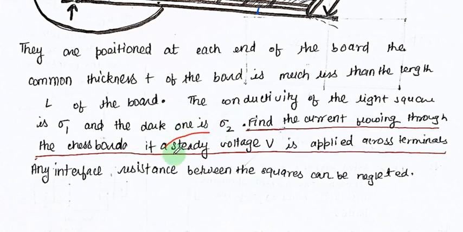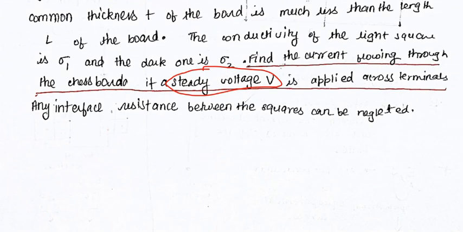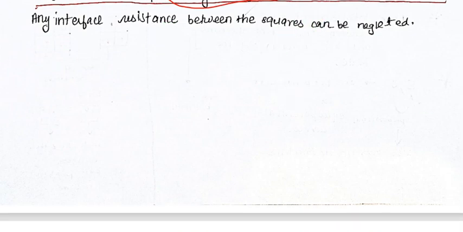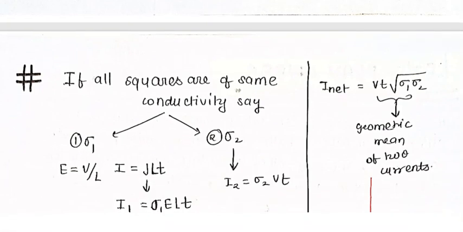across the terminals. Any interface resistance between the squares can be neglected. So we have been given a battery that is connected across the board. So let us discuss the solution, and it is a very conceptual solution and very difficult to think of at exam time. So let us discuss the solution.